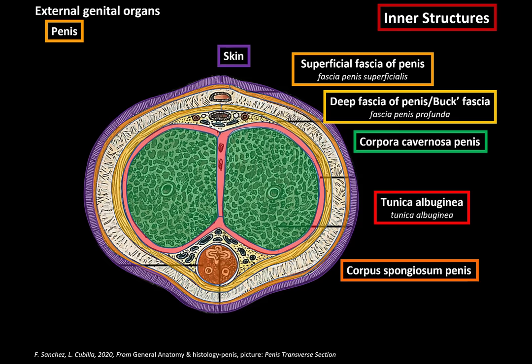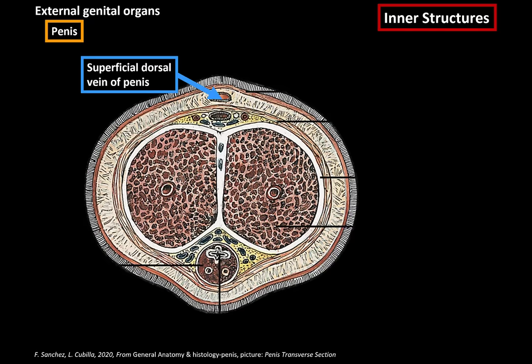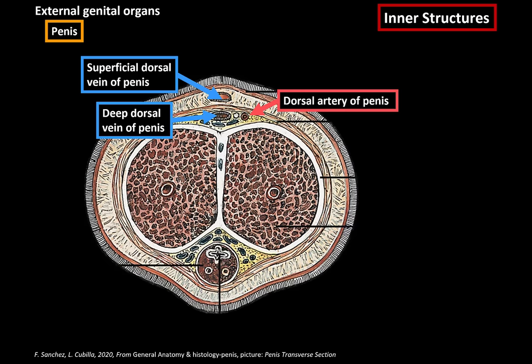Alright. Other structures we can see, which are very, very important, is the superficial dorsal vein of the penis. This is an unpaired vein that drains through the external pudendal veins into the common femoral vein. We also have the deep dorsal vein of the penis, which is an unpaired vein that bifurcates into the internal pudendal vein, which converges into the internal iliac vein. On the sides of it, we can see the dorsal artery of the penis, which supplies the skin and the glans of the penis and the foreskin.